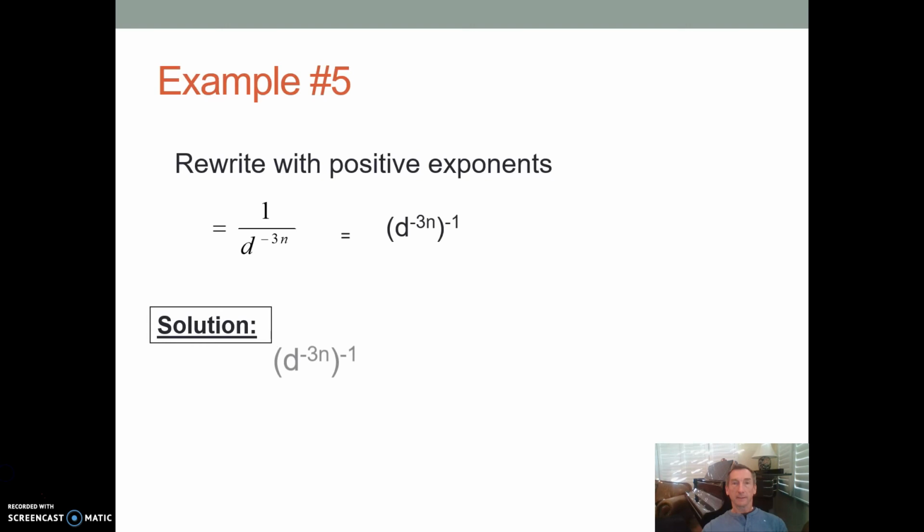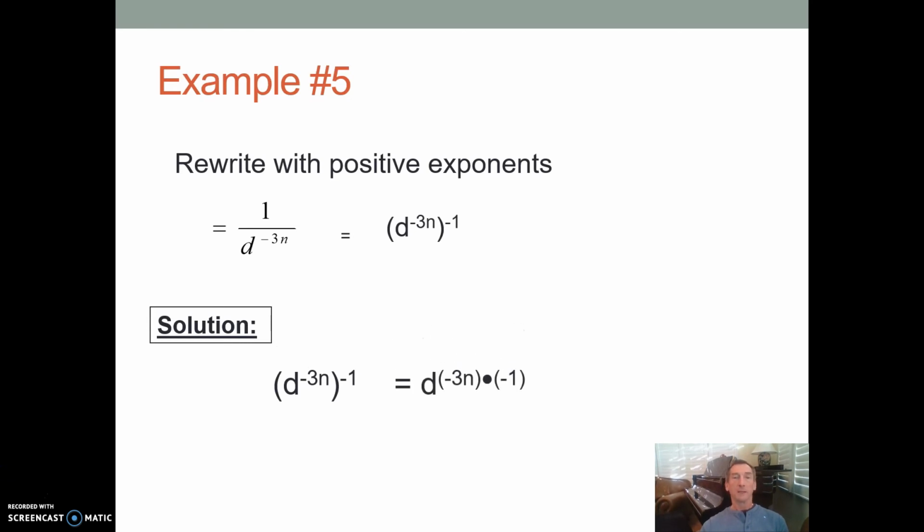And we can take that, and now we have an exponent raised to an exponent, and I'm sure you remember what to do there. Yes, we multiply those exponents. So we have negative 3n times negative 1, which reveals our answer to be d to the 3n. So again, you can see those negatives canceled out. I had a negative 3n and a negative 1, which resulted in a positive exponent of 3n.